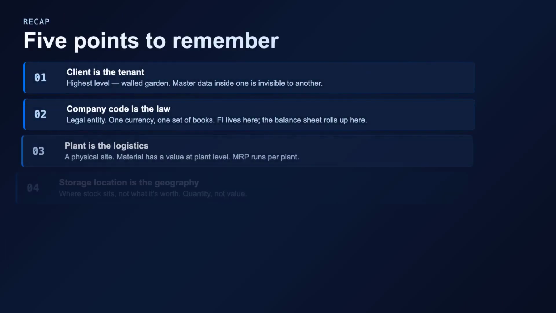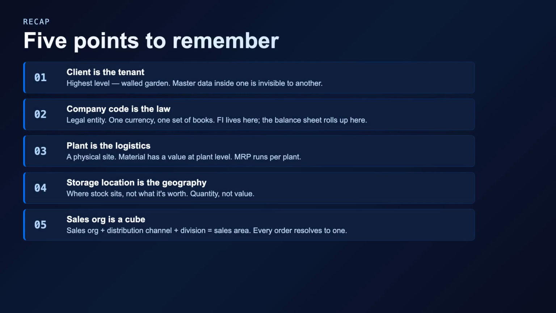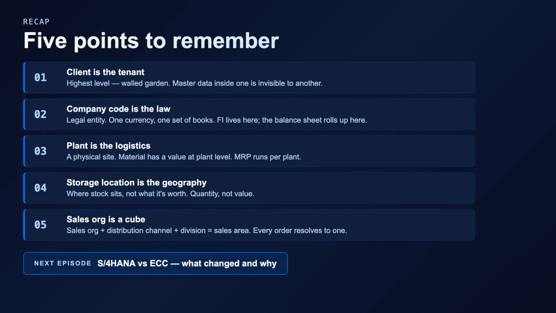Quick recap of org structures. Client is the tenant. Walled garden. Master data in one client is invisible to another. Company code is the law. Legal entity, one currency, one set of books. Plant is the logistics, a physical site where material has a value.